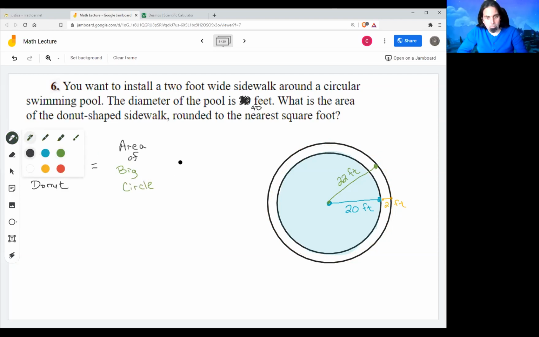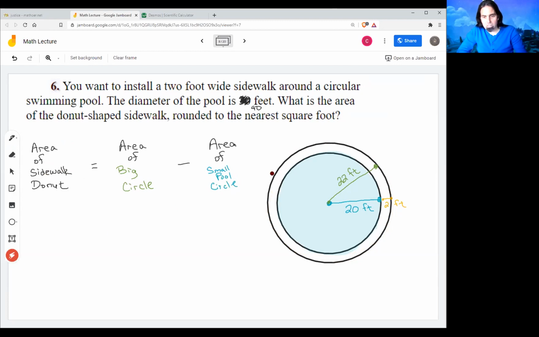And then we're going to subtract the area of the pool, the small circle. Imagine that we rolled out cookie dough. It's as big as the big circle. And then we have a round cookie cutter and we're going to punch out the middle. And what's left is this donut we want. Does that make sense?